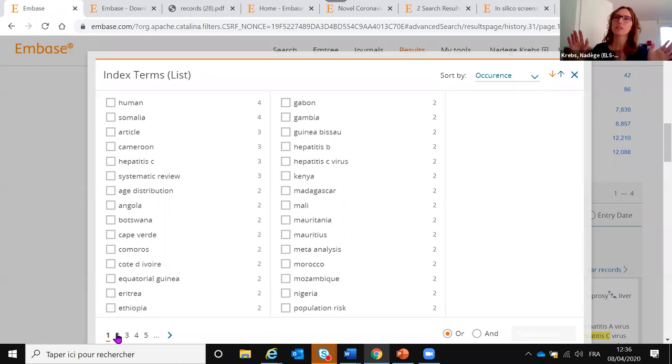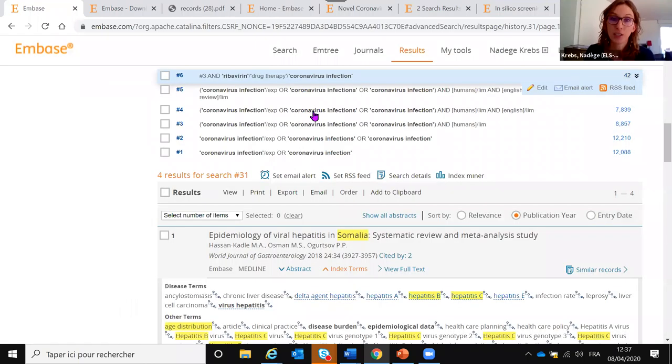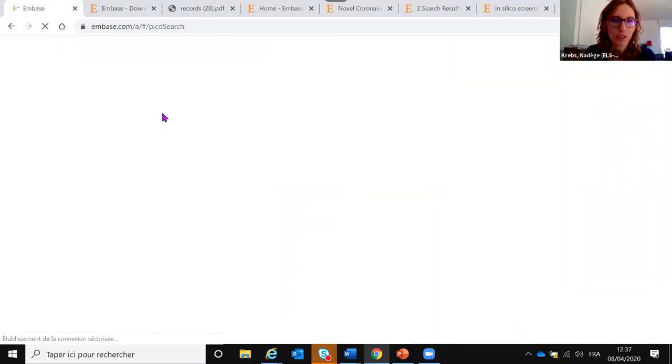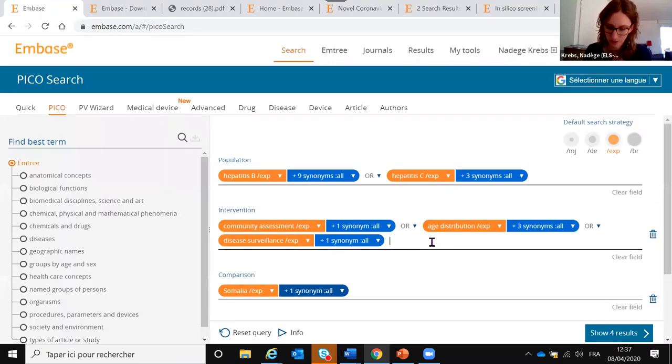Maybe to broaden it, if four is not enough, maybe mortality, or what? Mortality. Yeah, maybe we could add mortality. So let's go back to search, and we're going to add mortality here.